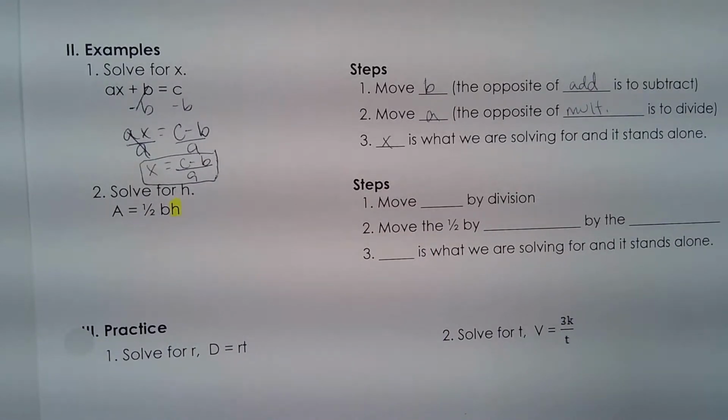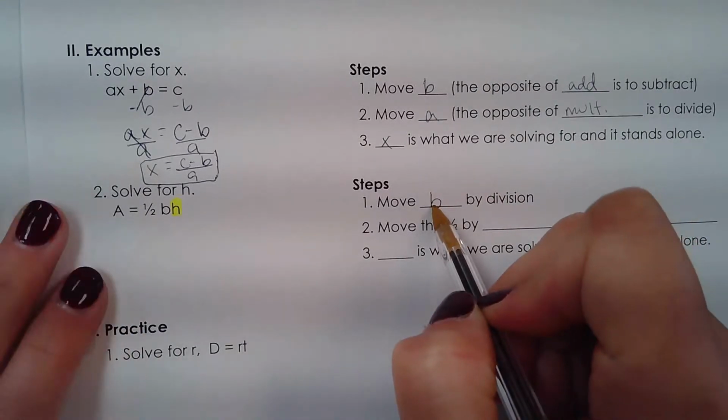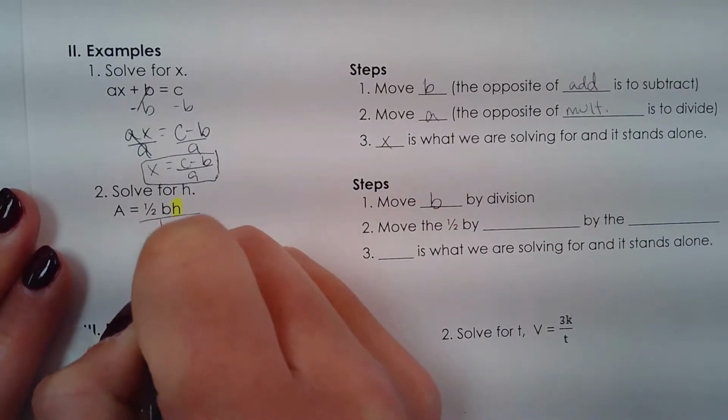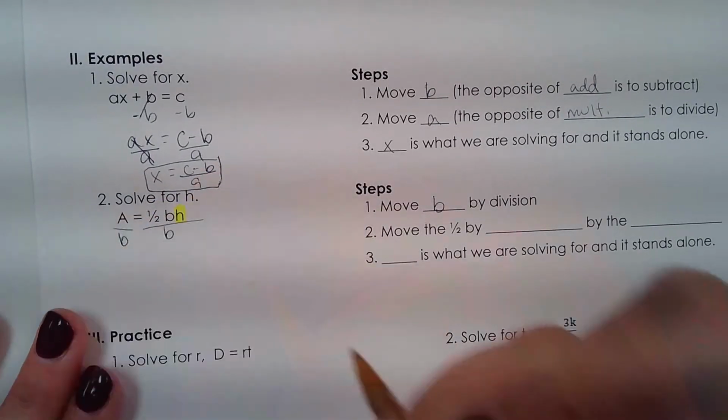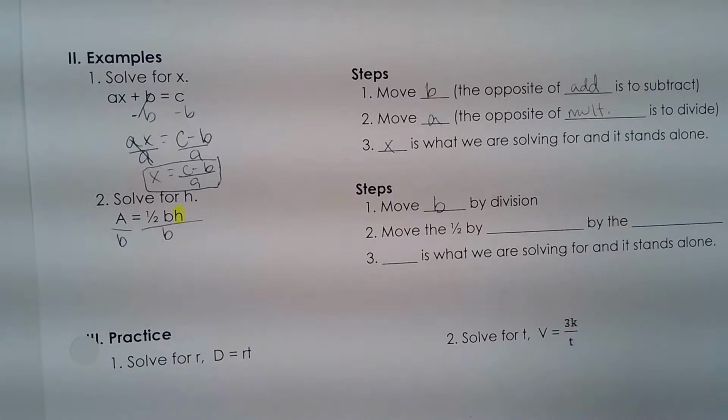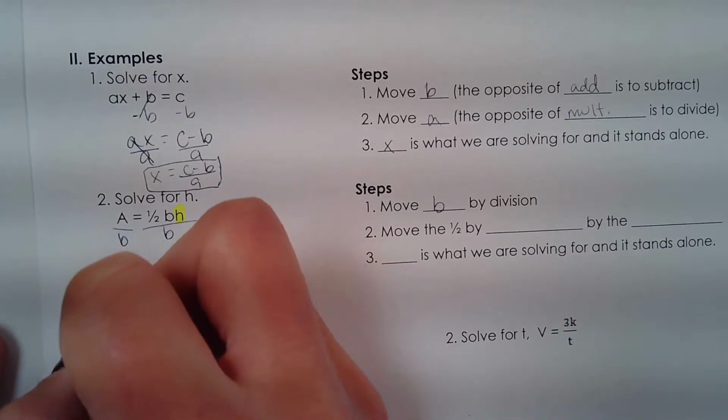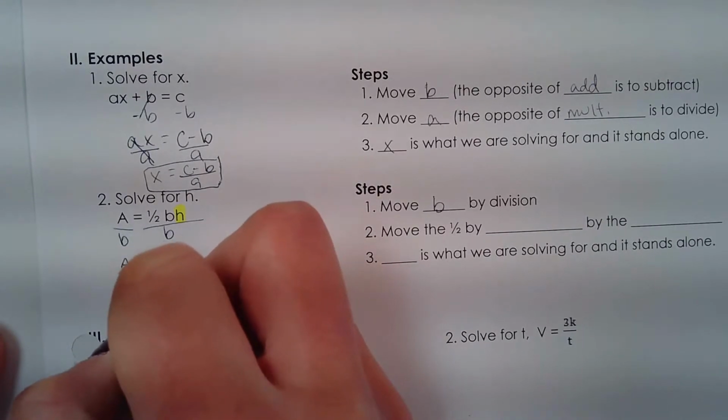Divide. How do we know to divide that b? Because it's multiplying. When everything is touching like that, with no signs in between, that means multiplication. Are a and b like terms? No. Is there anything we can do with that? No. So we're going to have a over b equals 1/2 h.